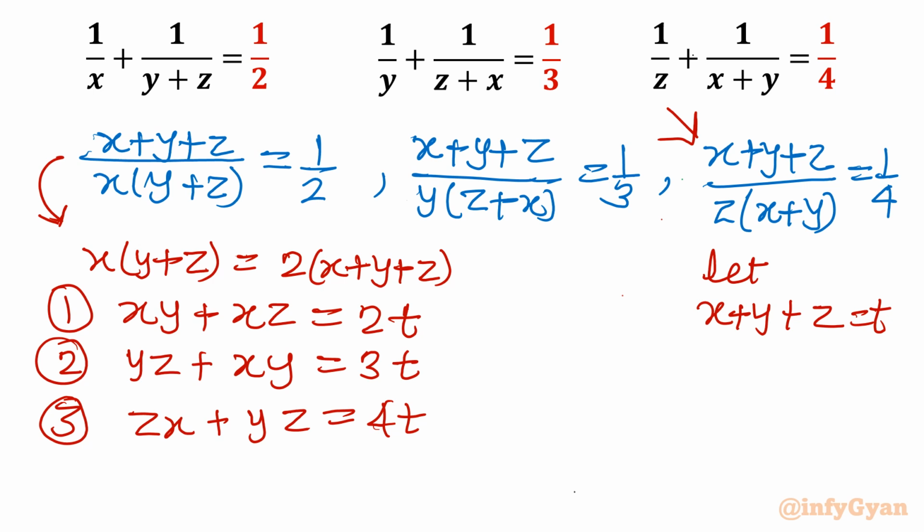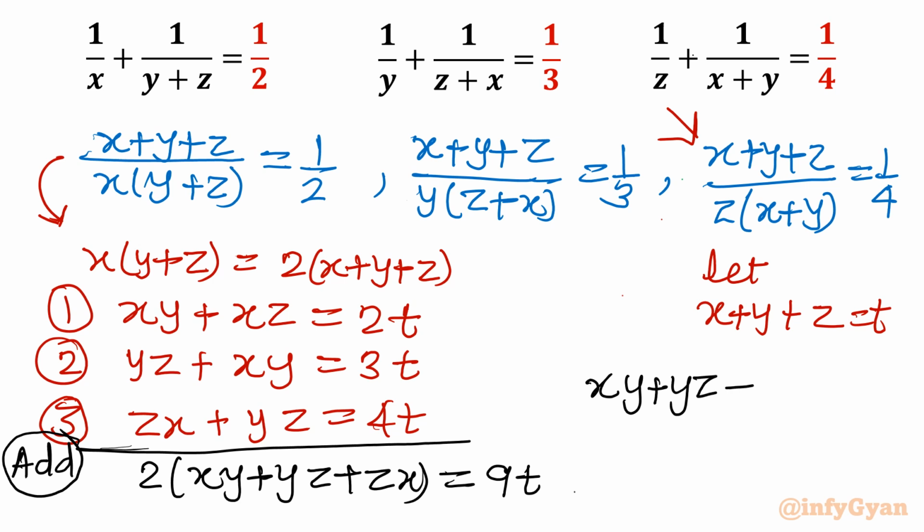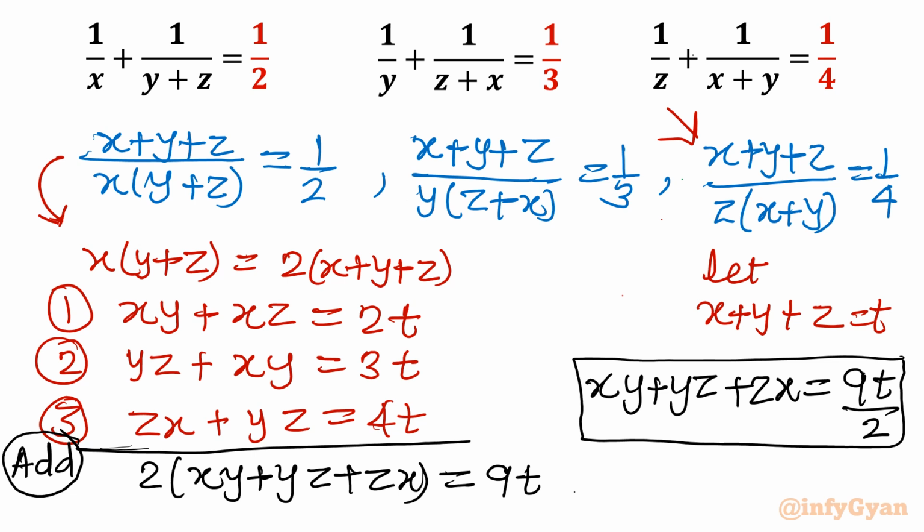Now you can see equations 1, 2, 3 are known. Once I add all the three equations, you will collect xy twice, yz twice, xz twice. So let me take two common: 2 times xy plus yz plus zx would be equal to 2 plus 3, 5 plus 4, 9t. The conclusion is xy plus yz plus zx equal to 9t over 2. And this is a very important equation in this problem solving, and I will consider this as equation number 4.